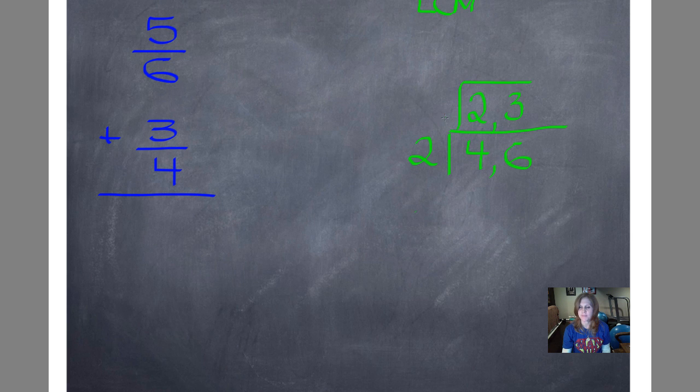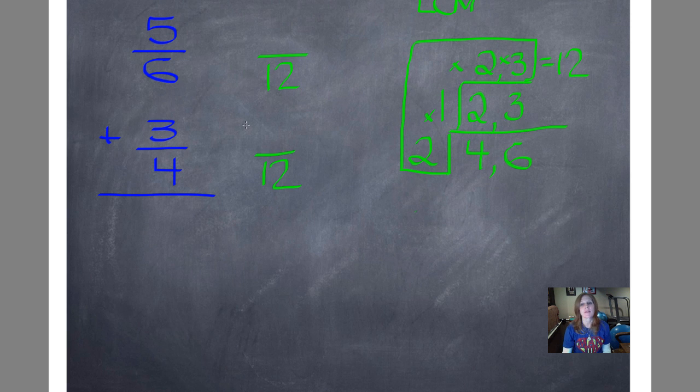Layer number 2. What number goes evenly into both 2 and 3? That would be 1. 1 goes into 2 2 times. 1 goes into 3 3 times. And since we've repeated that set of numbers, we're ready to make our L and multiply all the way around the L. 2 times 1 is 2. 2 times 2 is 4. And 4 times 3 is 12. So 12 is going to be our new least common denominator.